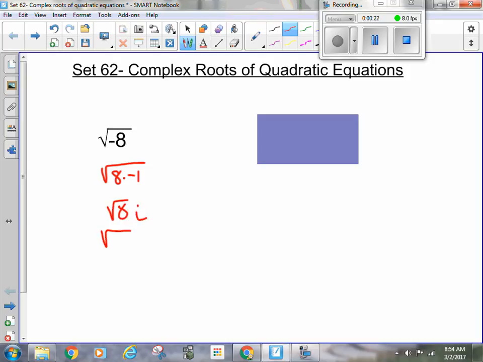And then 8 we're going to break into 2 and 4. So 2 times 4 gives us 8. So we end up with 2 square root of 2, and then the i comes after, but we want to make sure that it's out from underneath the square root sign.